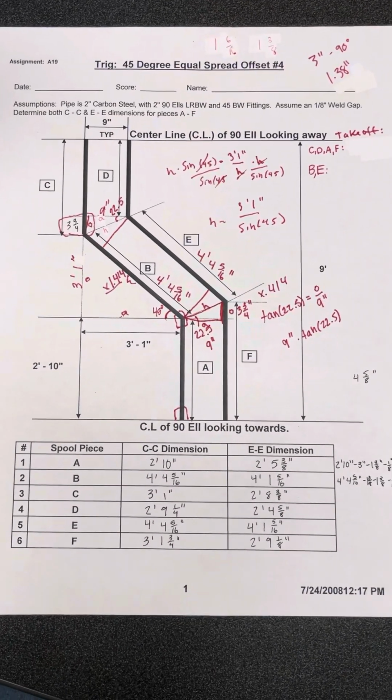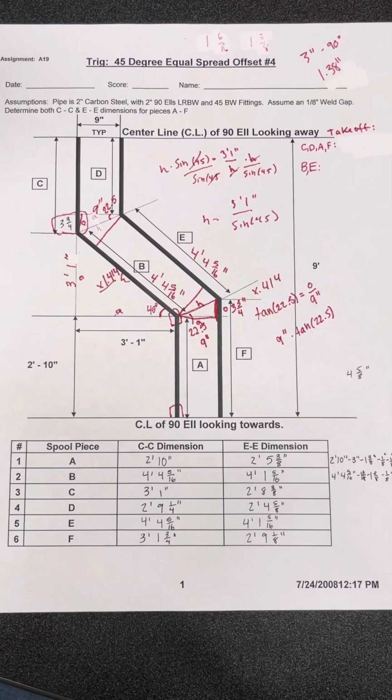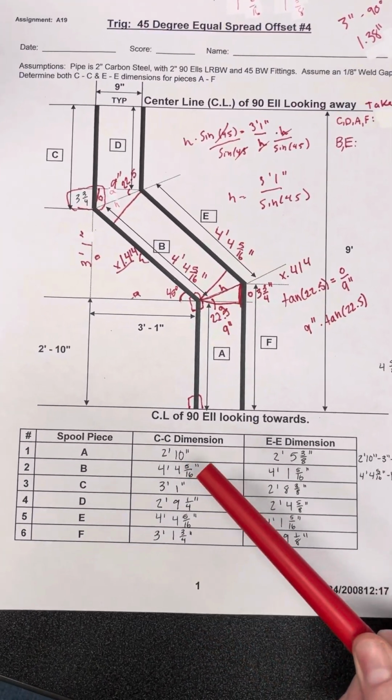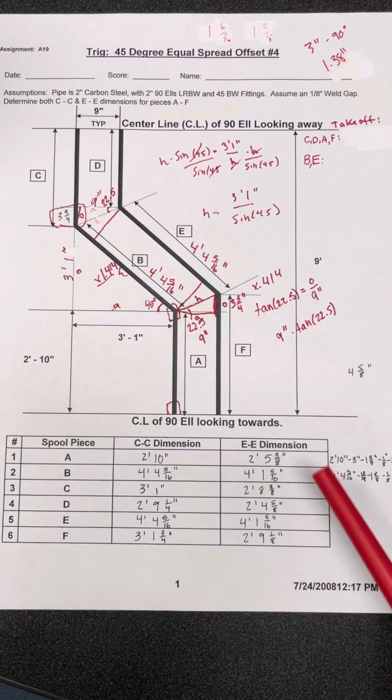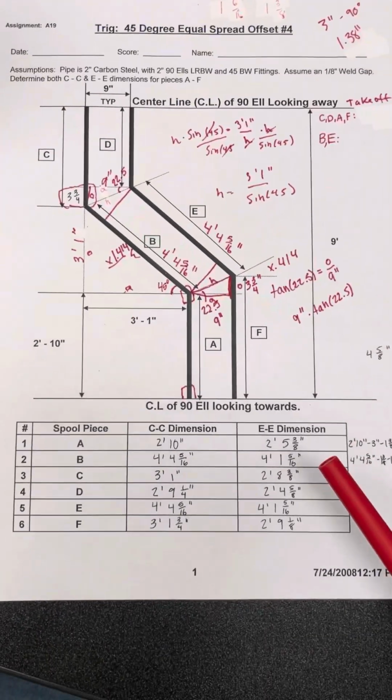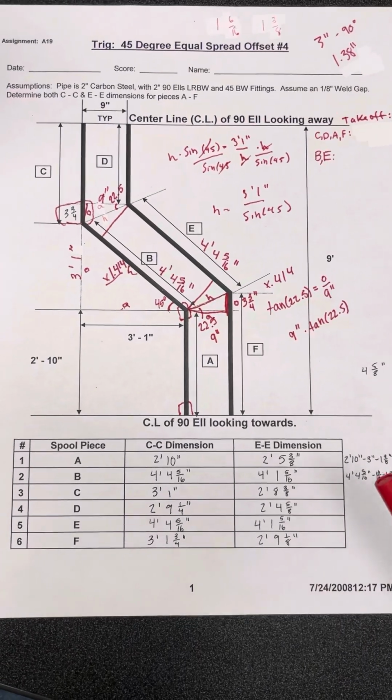All right, this is part 3 of calculating a 45-degree offset. So in videos 1 and 2, I showed you how to find the center to center dimension. I'm going to show you how to find the end to end dimension now, calculating for takeoff with fittings and weld gaps and the like.